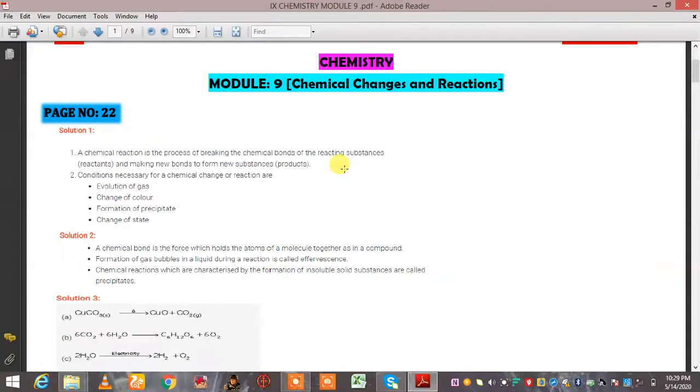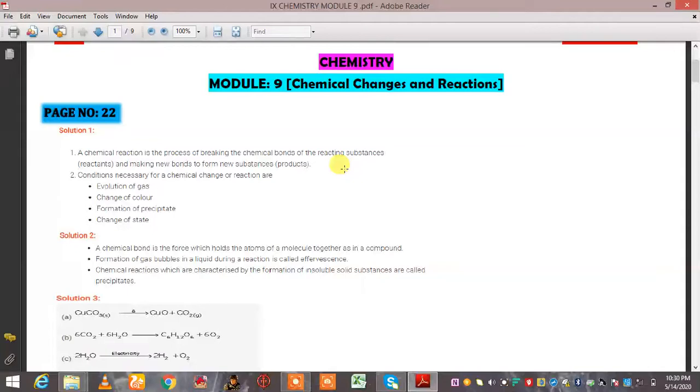Now, next question is, what are the necessary conditions for a chemical change or reaction? So this question means, what are the exactly necessary circumstances or conditions that will verify that exactly the chemical change has occurred or happened. So the necessary conditions are evolution of gas, change of color, formation of precipitate, change of state. So these are the necessary conditions for a chemical change.